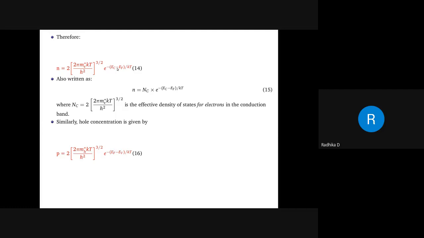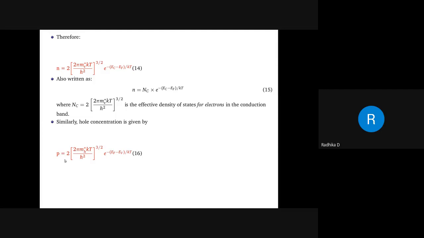Here it was minus of EC minus EF, because we were talking about the conduction band, right? Now here for holes it is in the valence band, so it is minus of EF minus EV. What was EV? That was the top level of the valence band. You've seen that figure, right? So the entire expression looks like this: exponential minus of EF minus EV by KT.